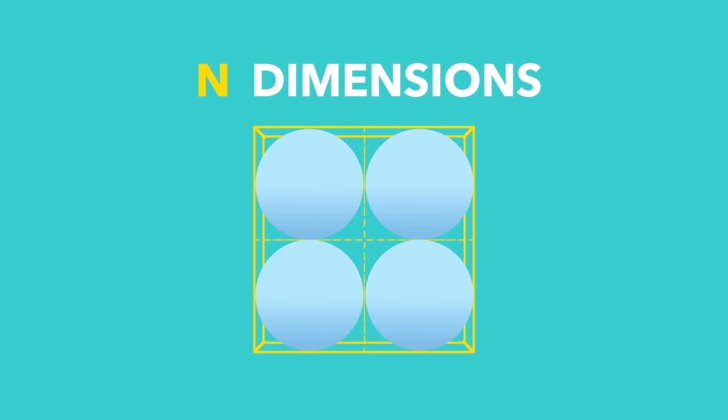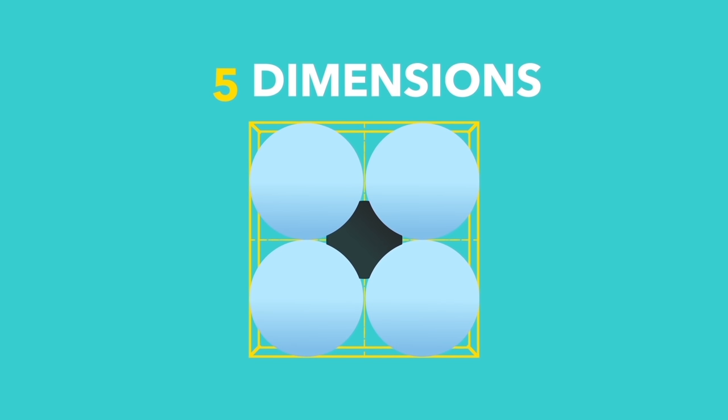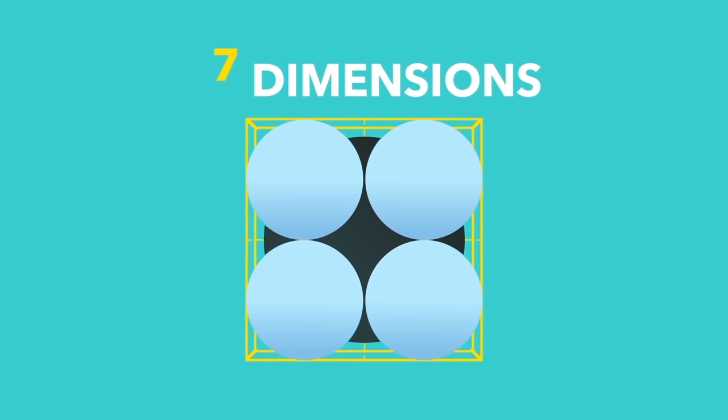We can repeat the same thing in higher dimensions, nestling 2 to the n equal size spheres into an n-dimensional cube, and constructing a central sphere that touches the others. The central sphere gets bigger as the dimension goes up. But here's the totally mind-blowing part. At 9 dimensions, the central sphere touches the sides of the cube. After 9 dimensions, the sphere actually bursts through the sides of the box.